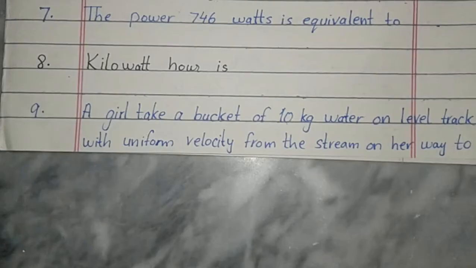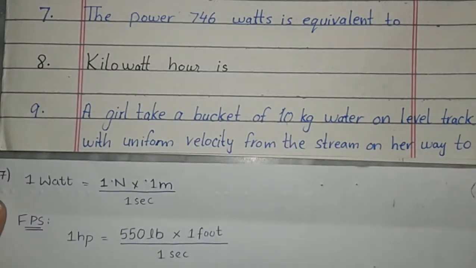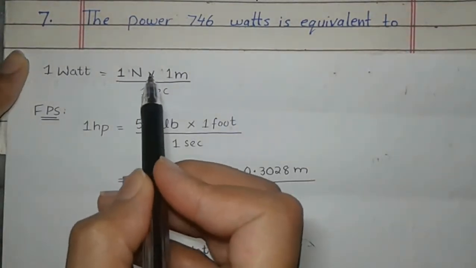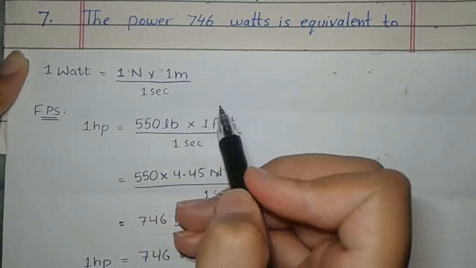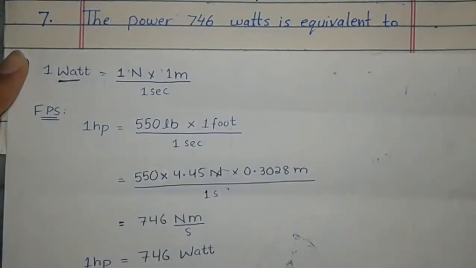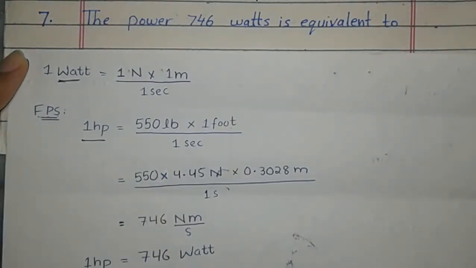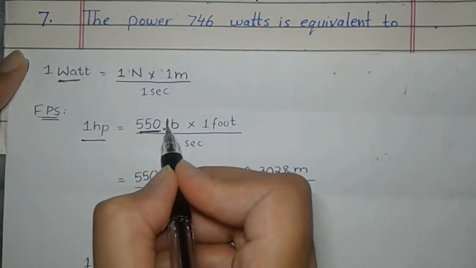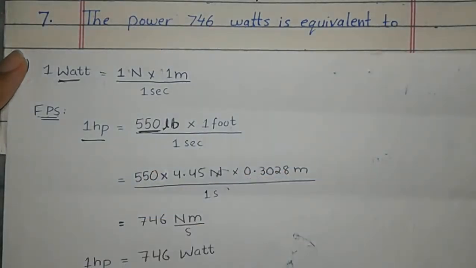Next one. The power 746 watt is equivalent to. Now see, 1 watt, we know that 1 Newton multiplied by 1 meter divided by second, or work done per second, is called 1 watt. Now 1 horsepower is the unit of the FPS system. 1 horsepower is equal to 550 lb, means pound. 550 pound multiplied by 1 foot divided by 1 second is called 1 horsepower.